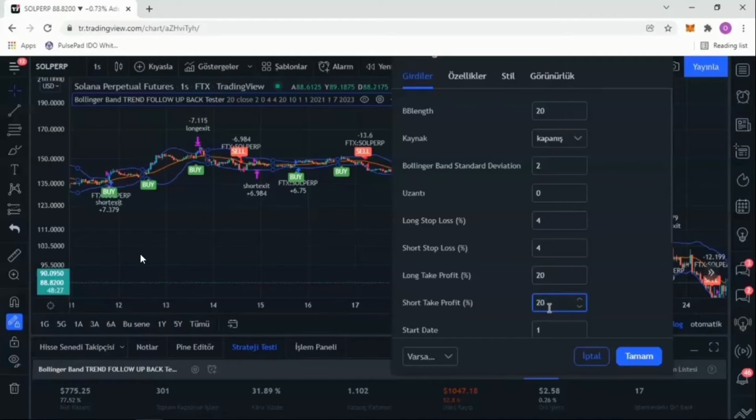Okay, 20. Net profit decreased. No. So in 1 hour chart, 2 to 10 seems to be working better. Okay, this is how you should use Bollinger Band. We still do not recommend you to use Bollinger Band on its own, by itself. Although it makes some money, it is still risky.